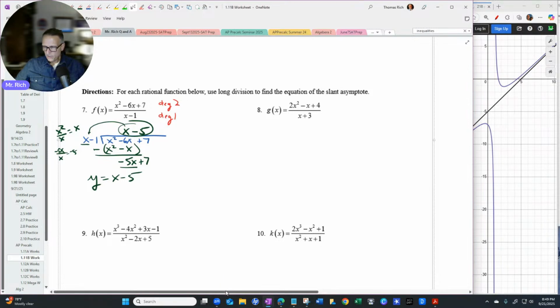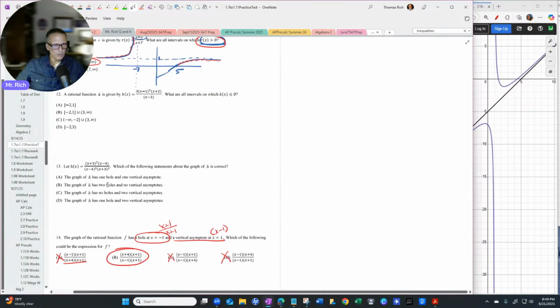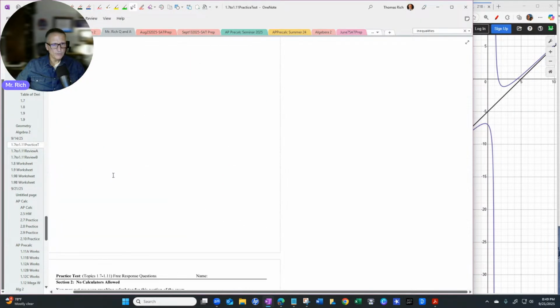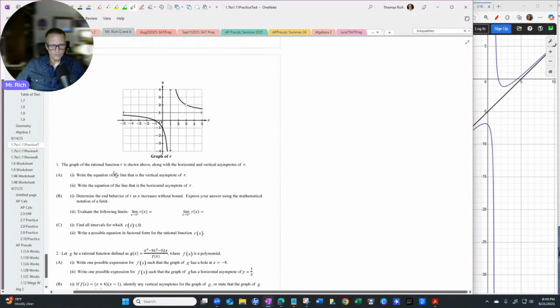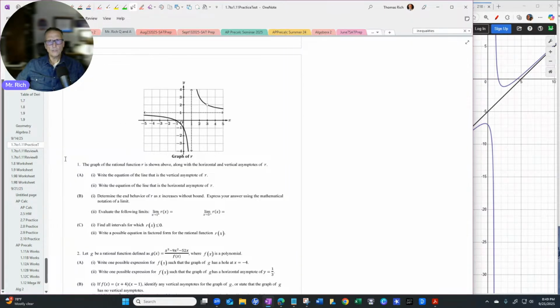Last thing here that I want to do is go over 2 free response questions. This is the practice test that we went over, I think, a little bit last week. I worked some of these problems. What I want to do is go to the very end and show you what a couple of free response questions might look like for sections 1.7 to 1.11. And that's what we have right here.